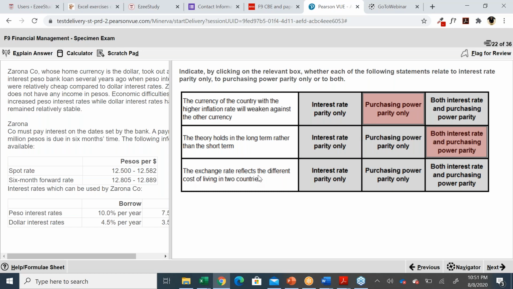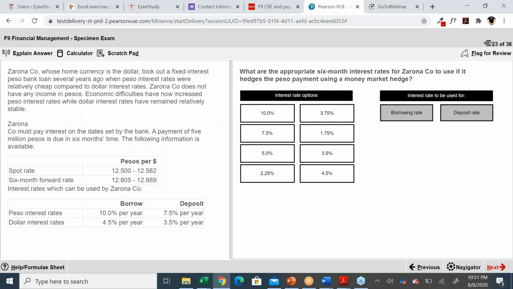The exchange rate reflects the different cost of living in the two countries. Cost of living. Cost of living is related to interest rates or inflation rates? Inflation, so it's purchasing power. Okay, that's a very good question that we just solved.